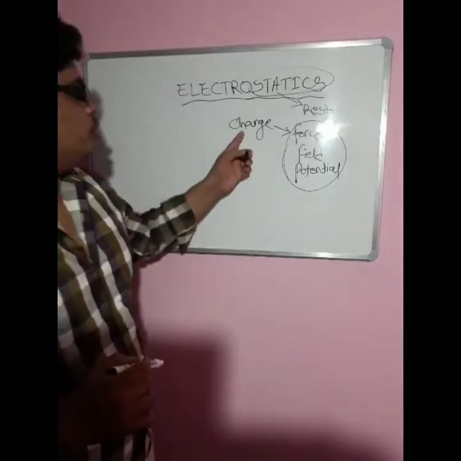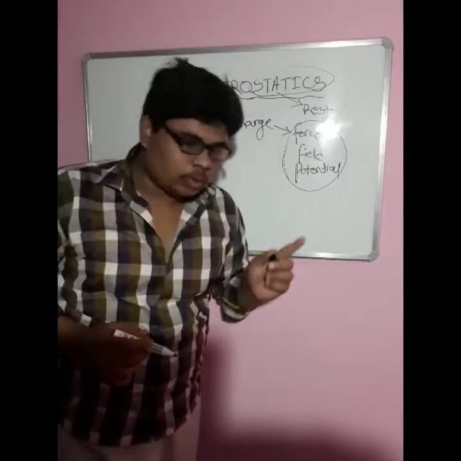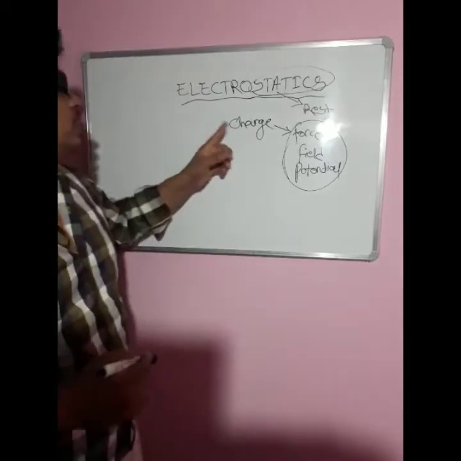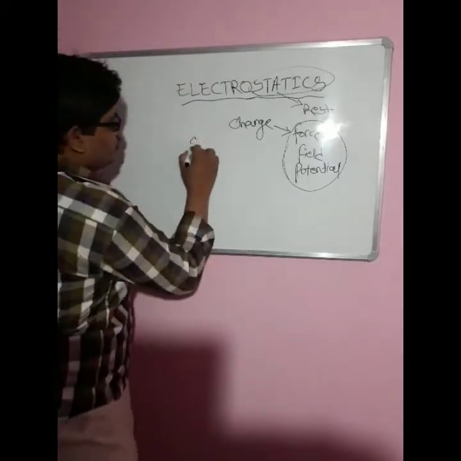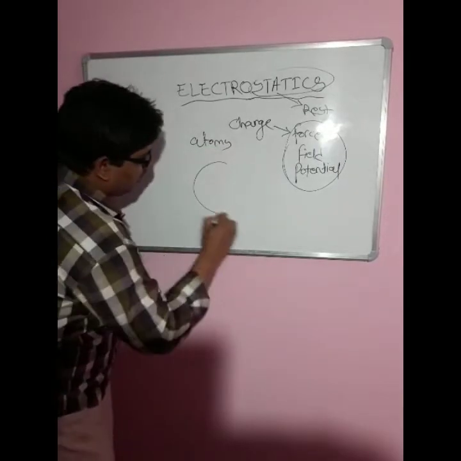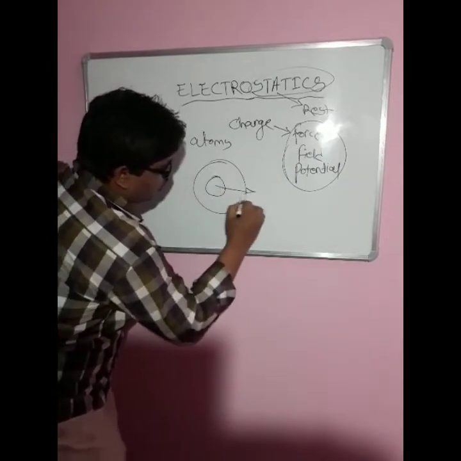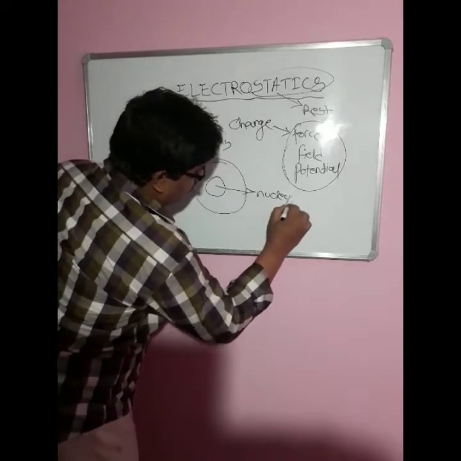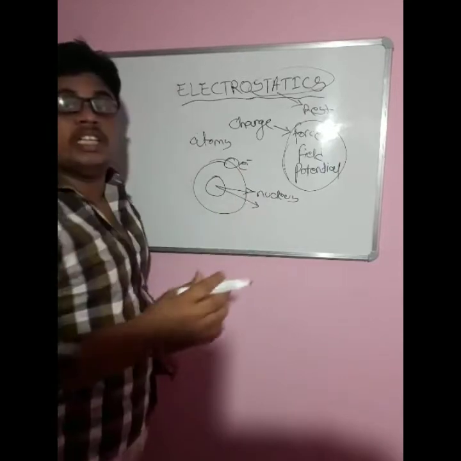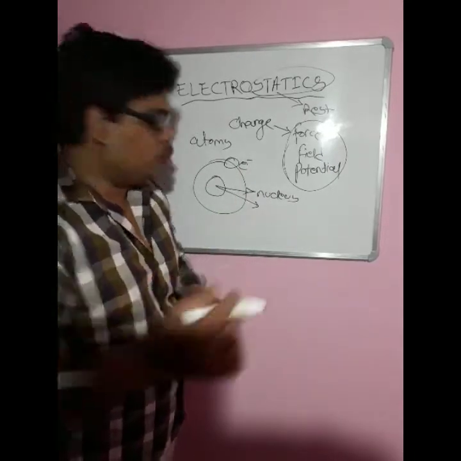First of all, we know what charge is. Charge is made up of atoms. What is an atom? You all know. It has a central part called the nucleus. The outer part is called the electron. The nucleus contains nucleons, meaning protons and neutrons.